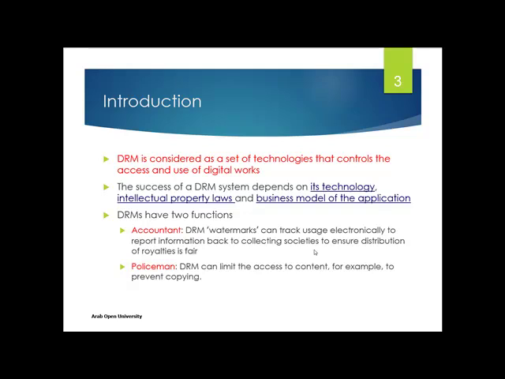The main two functions of DRM are first the accountant and second the policeman. The accountant is about watermarking a certain product, which helps track the usage of this product to report the information back to collecting societies to ensure distribution of royalties and the fairness of such distribution. The second one, the policeman role, is to limit the access to the content in order to prevent illegal copying, for instance.